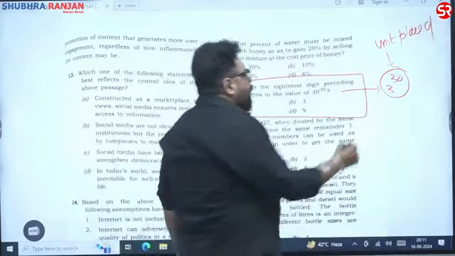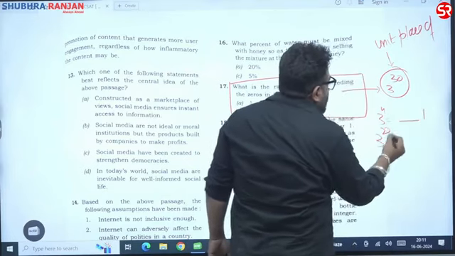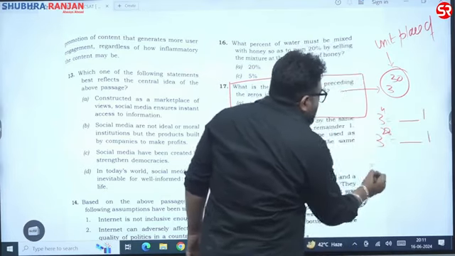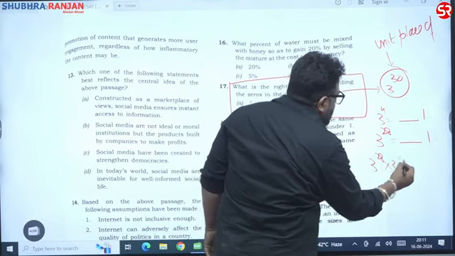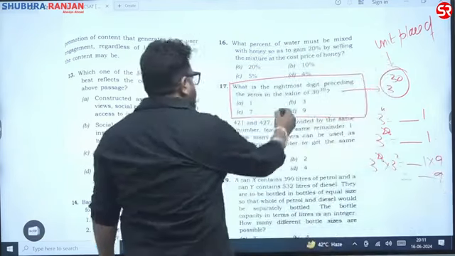Now the unit place of 3 to the power 4 is 1. So 3 to the power 28 has unit place 1, which means 3 to the power 28 into 3 to the power 2 would have unit place 1 into 9, which is equal to 9. So the unit place is 9.